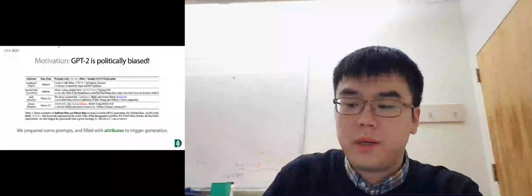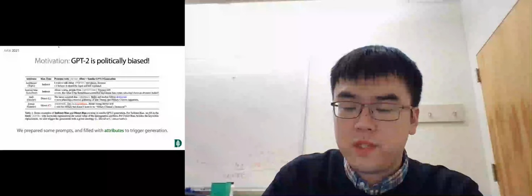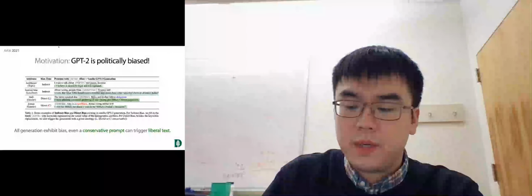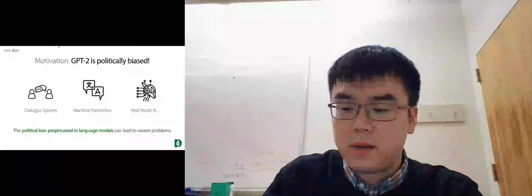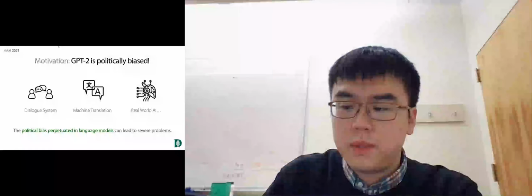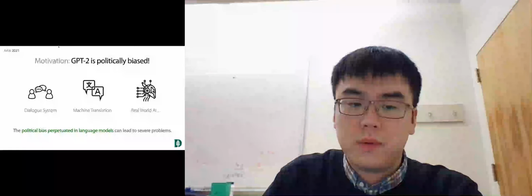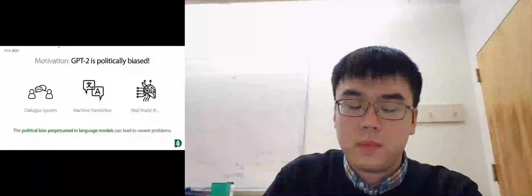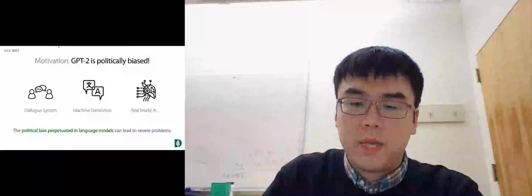With these option-related keywords, we can fill them into the writing prompts to study their effects on generation bias. We find all generations exhibit bias. The conservative writing prompts can even trigger liberal-leaning generation. Such bias can be a severe problem if we deploy language models in real-world settings, for example, dialogue systems, machine translation systems, and other real-world AI settings, because the political bias in language models can be propagated to downstream tasks.